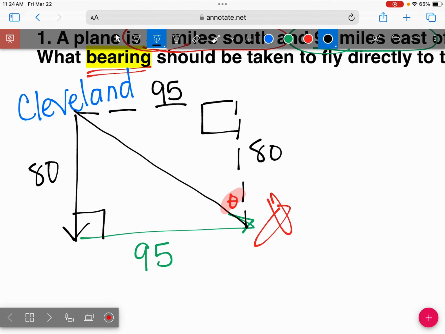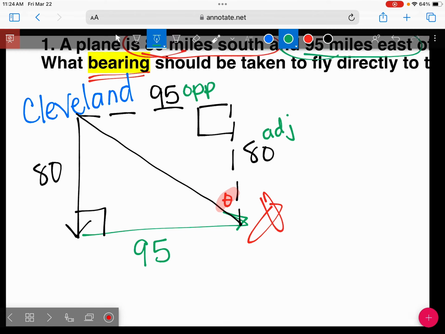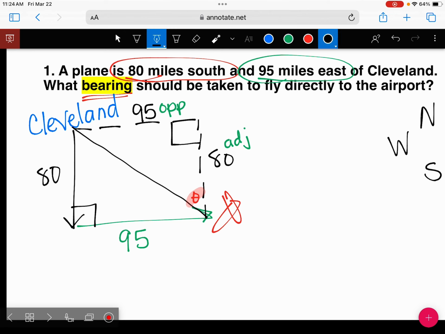So if that's my bearing, what is the 80? Is the 80 opposite, adjacent, or the hypotenuse? Adjacent. Good. So I'm going to put 80 there. And what about the 95? What is that? Opposite. So what trig ratio am I using to find my bearing? Tangent. Good.